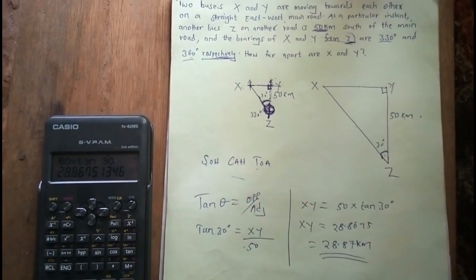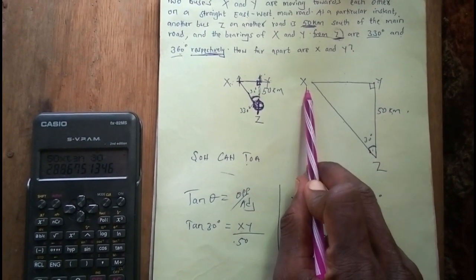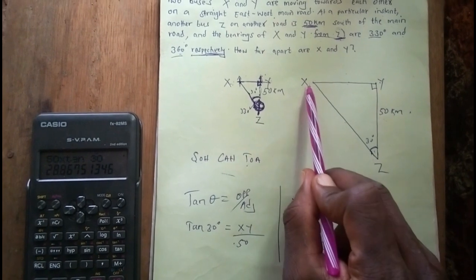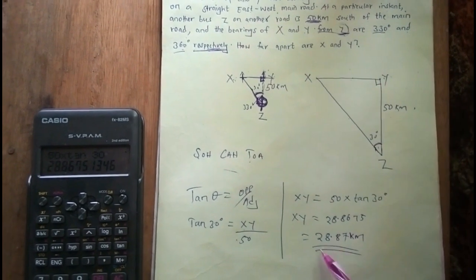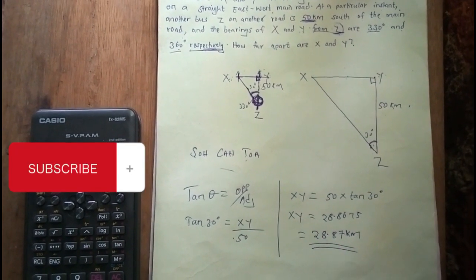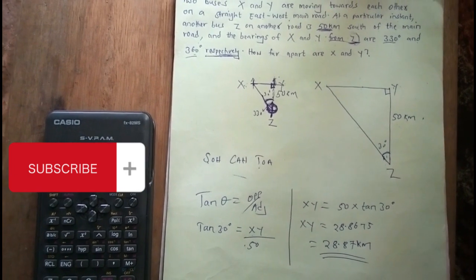So the distance between X and Y, so the distance between bus X and bus Y is 28.87 kilometers.